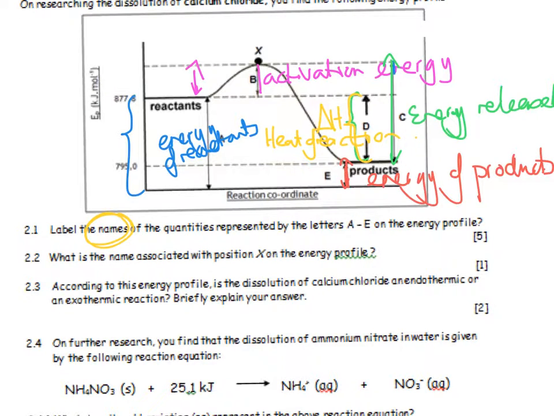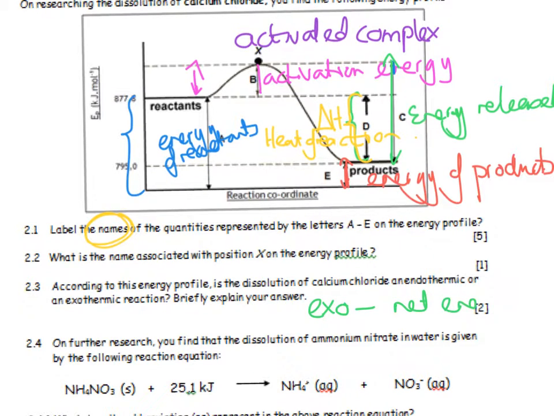What is the name associated with position X over there? This is your activated complex, also known as a transition state. That would be acceptable. According to this energy profile, is the dissolution of calcium chloride endothermic or exothermic? Explain your answer. And it is exothermic, because net energy release, or delta H turns out to be negative, or something along those lines.